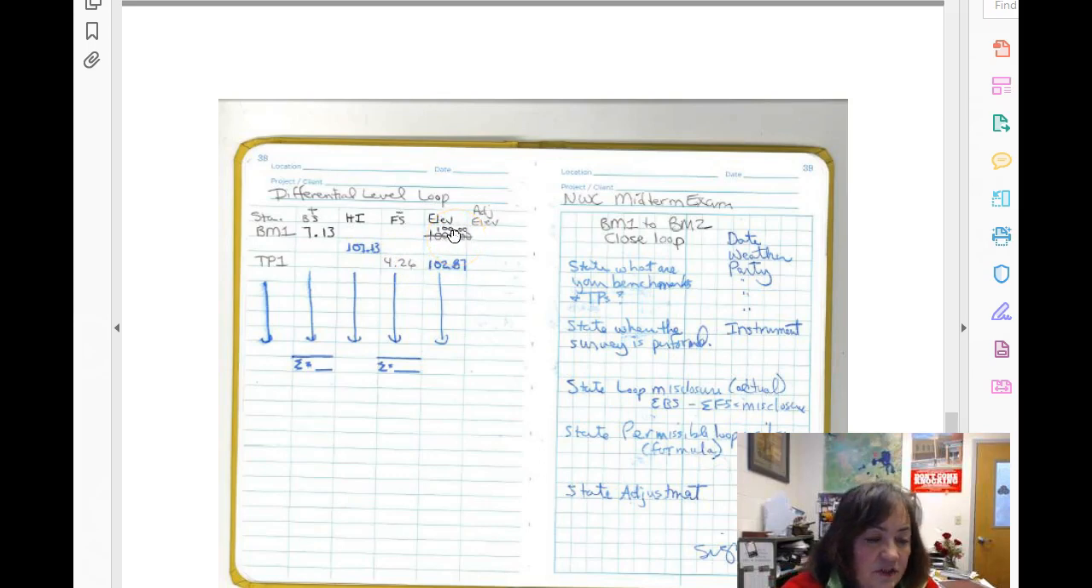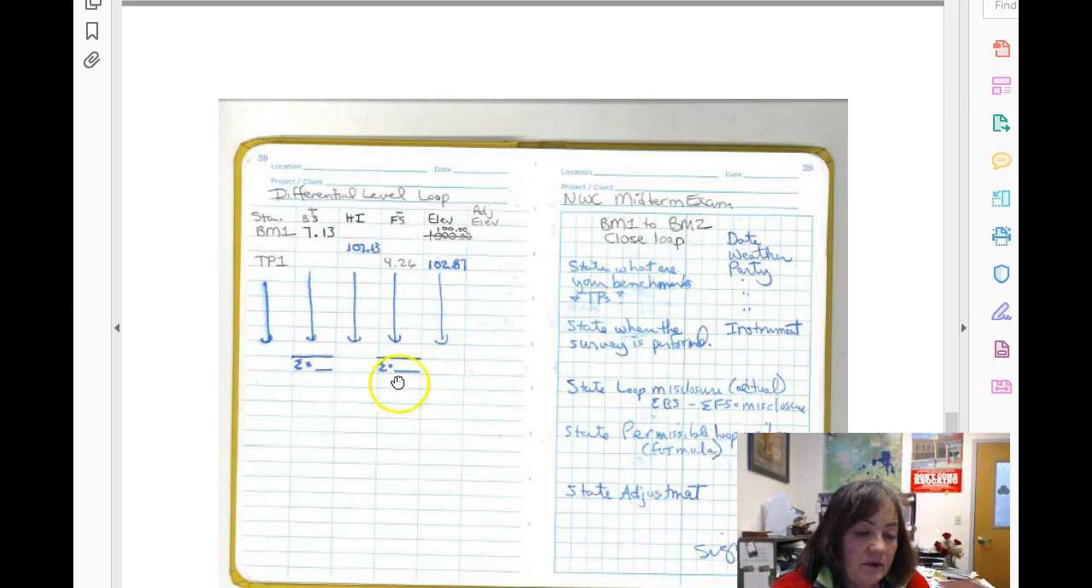Okay, with an assumed elevation of 100 feet, my height of instrument is the elevation of the benchmark plus the back sight, 107.13 feet. And I know that my forward sight was 4.26, that's minus. The elevation then of my second, or my temporary point, is 107.13 minus 4.26, which is 102.87. I continue in this fashion until I get back to benchmark 1. This symbol is summation, so that means when I'm all done, I add all my back sights. This symbol is summation, that means I add all my forward sights. Those are the only two columns that I add.